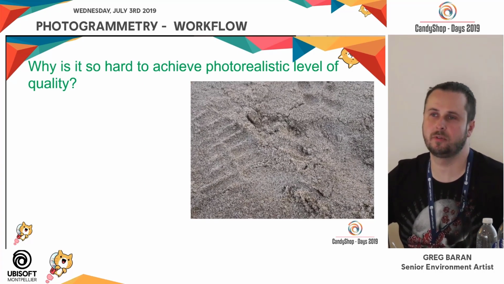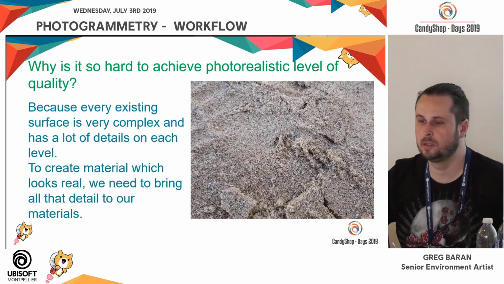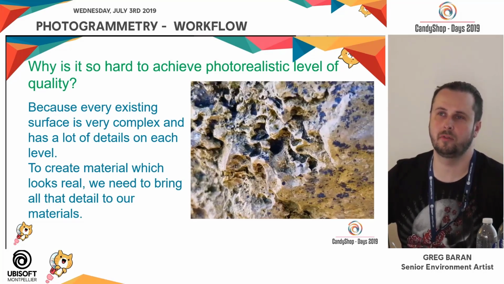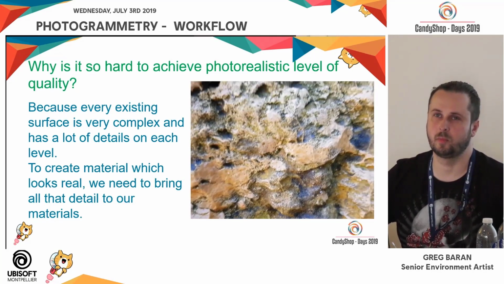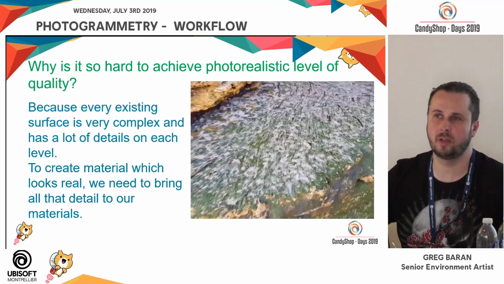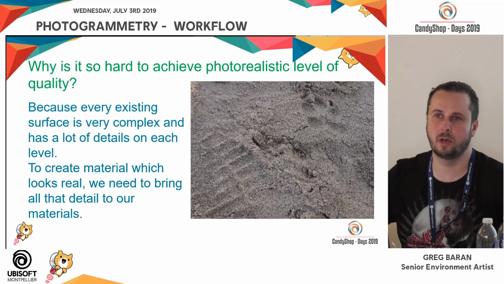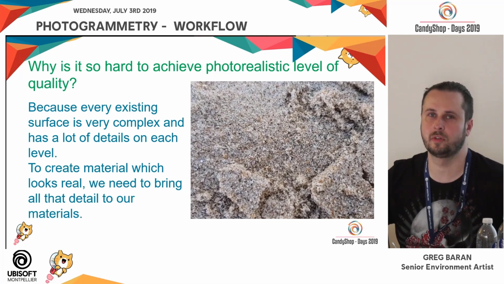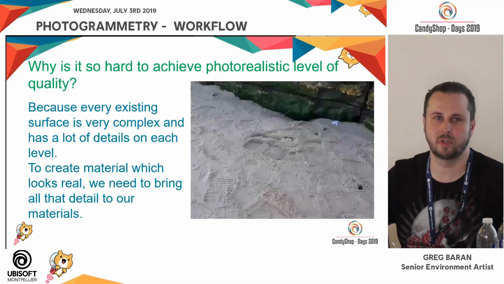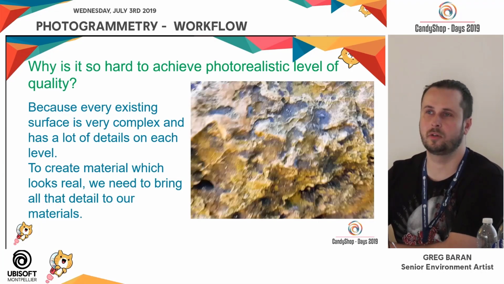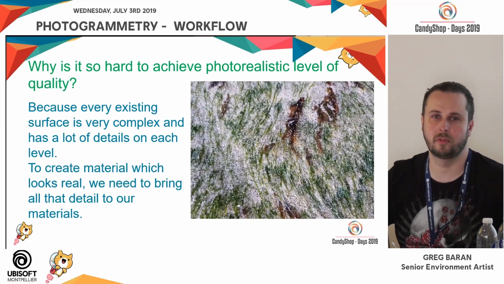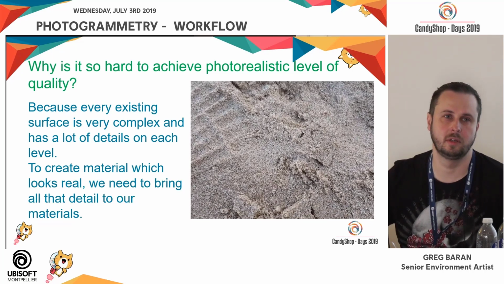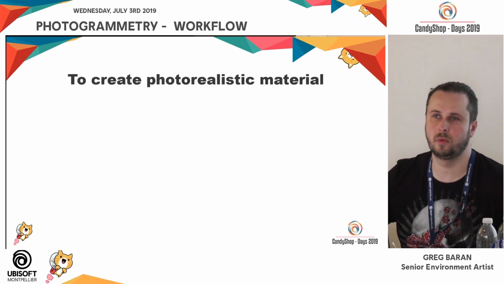Why is it so hard to achieve a photorealistic level of quality? Because every existing surface has a lot of details on every level. So as material artists, we need to bring all those levels into materials, otherwise they always feel a bit fake. Even if those details are seen only as shades or shadow details, we still need to bring them. And I think that's why Algorithmic introduced grunge maps, because these are not really procedural things. I think they are based on images. So this is that ingredient of reality we need to bring to make something real. Otherwise, it always feels fake.